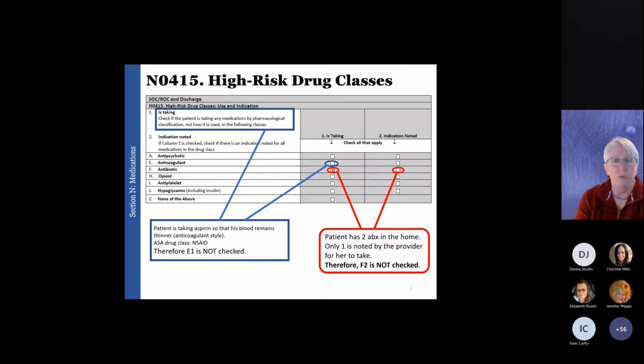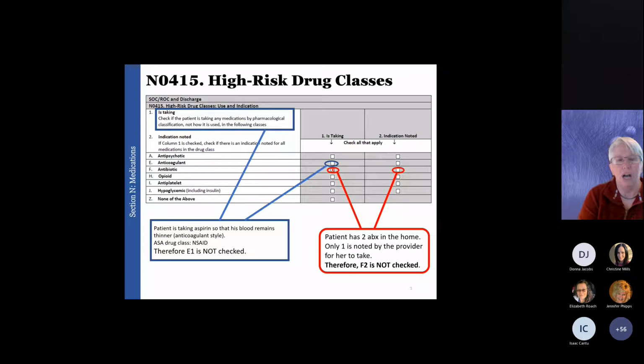So for is taking, the clinician checks if the patient is taking any medications by its pharmacological classification, not how it's used, in the following classes listed. For example, follow the blue lines here. If the patient is taking aspirin so that his blood remains thinner, so it's basically being used as an anticoagulant, aspirin's drug class is an NSAID. So we're not going to check off E1, where row E is anticoagulant. He's not taking an anticoagulant, he's taking an NSAID. So you should be checking them off by the pharmacological classification, not its actual use.